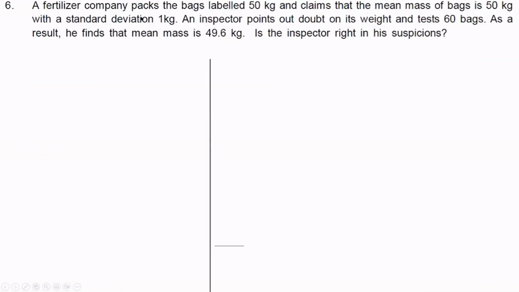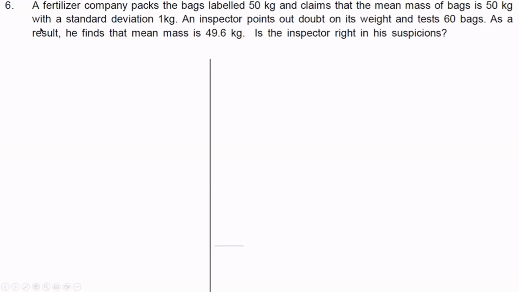A fertilizer company packs the bags labeled 50 kg and claims that the mean mass of bags is 50 kg with a standard deviation of 1 kg. An inspector points out doubt on its weight and tests 60 bags. As a result, he finds that mean mass is 49.6 kg. Is the inspector right in his suspicions?